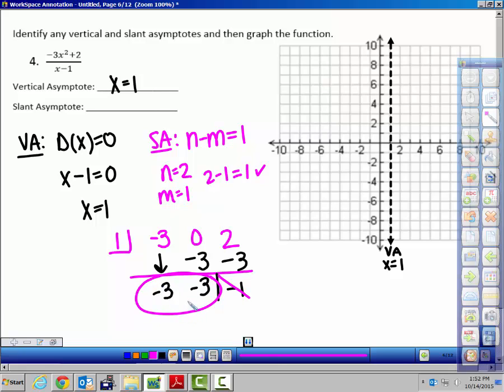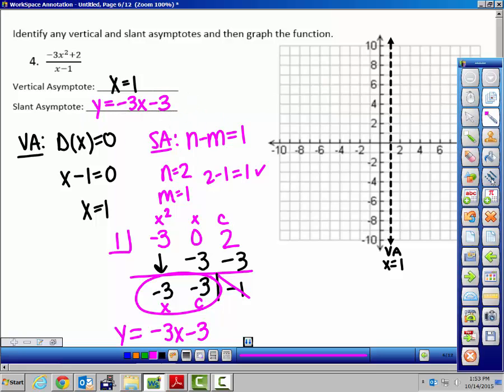You have to know what this represents, though. Remember, this was x squared, x, and your constant. So it drops a degree because we've divided something out. So now this is just x and your constant. So this is -3x minus 3. Pardon the bell. So there's the equation of your slant asymptote.